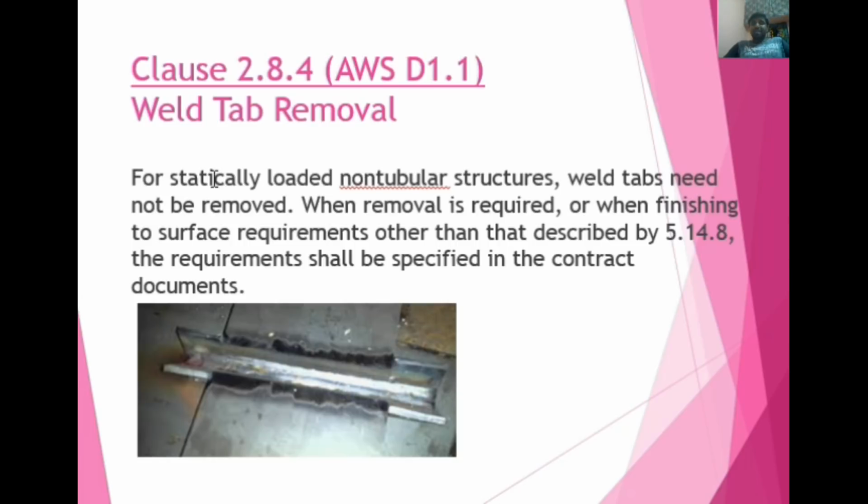For a statically loaded non-tubular structure, weld tabs need not be removed. It is not required to remove them. If it is required in the contract, then we need to remove them. When removal is required, or when finishing of the surface is required other than that described in 5.14.8, the requirement shall be specified in the contract document. So if you need to remove it, it should be specified in the contract document. This is weld tab removal.